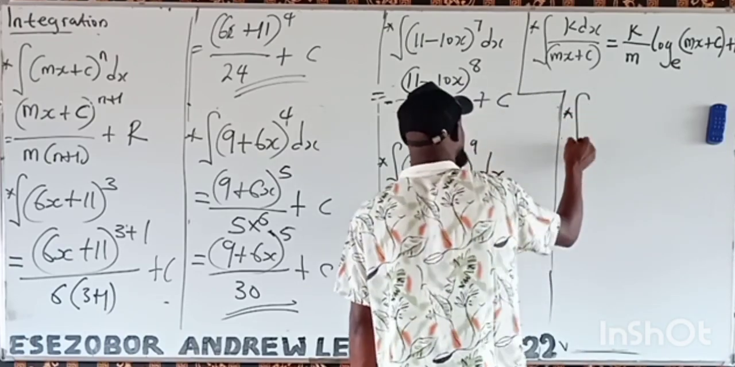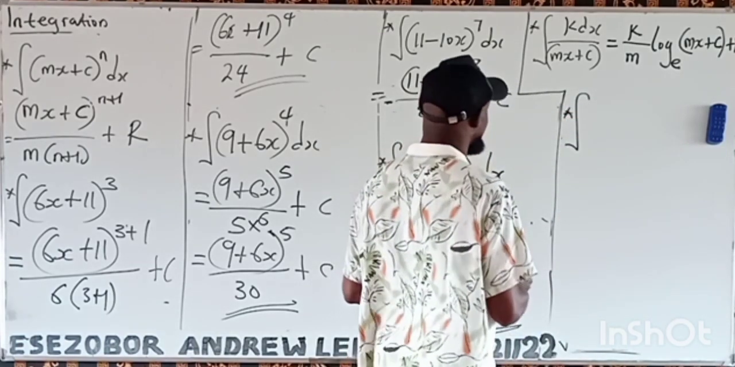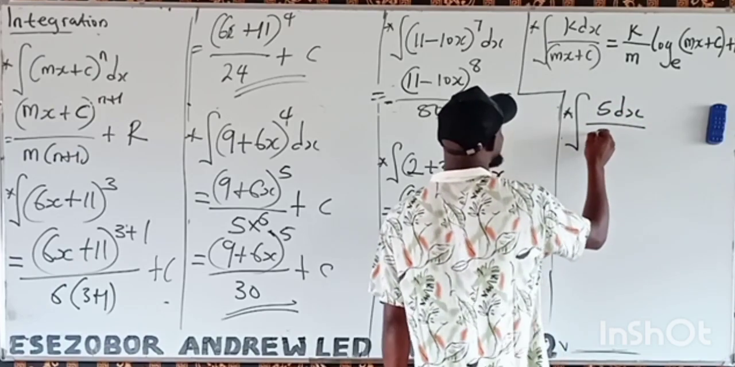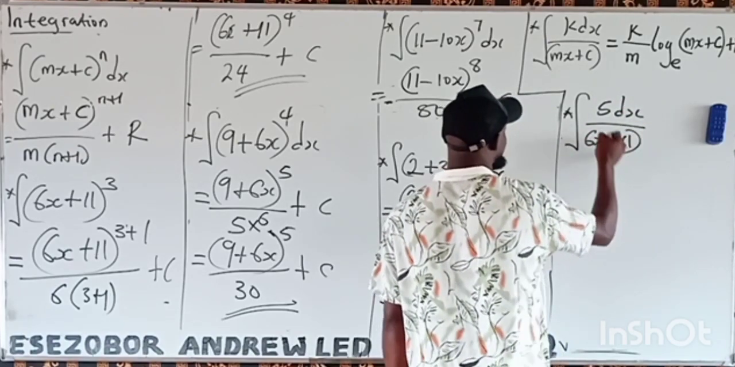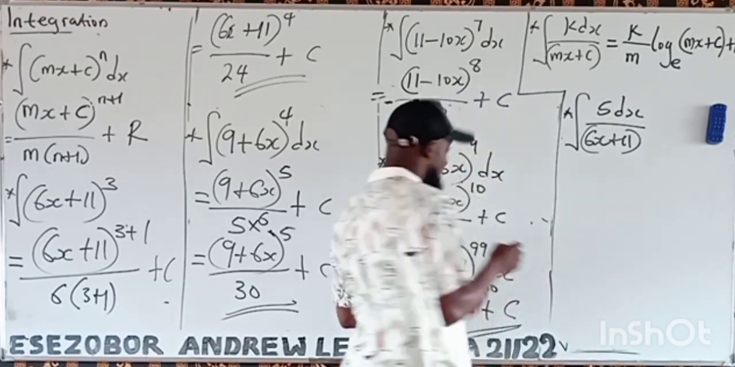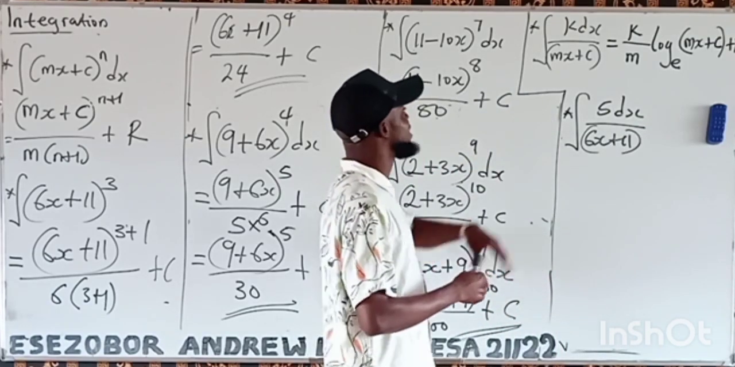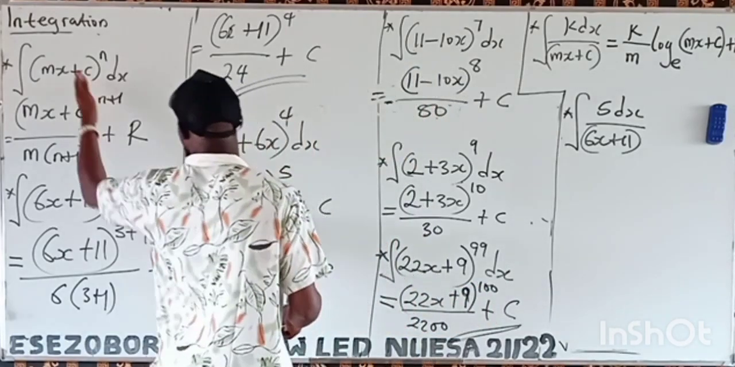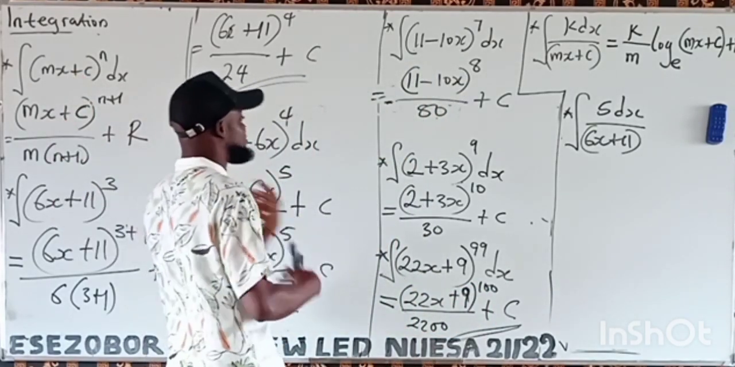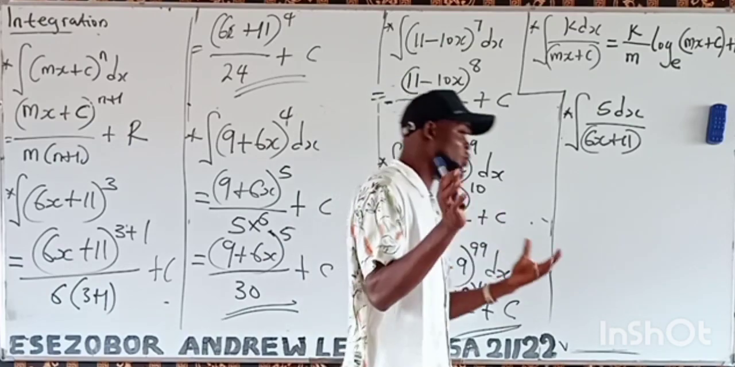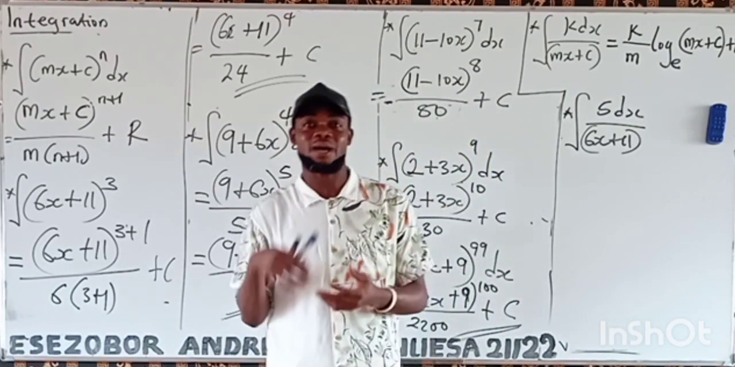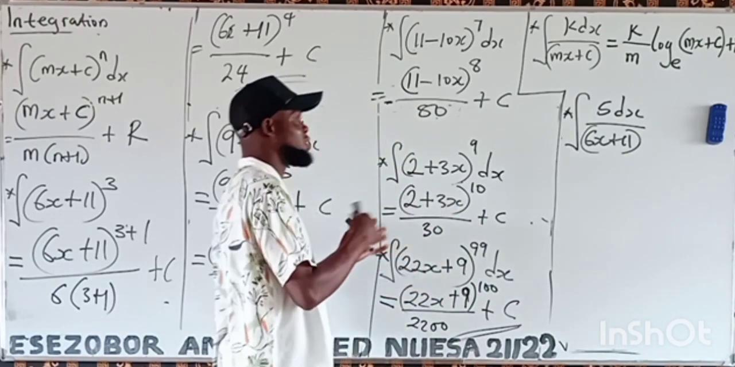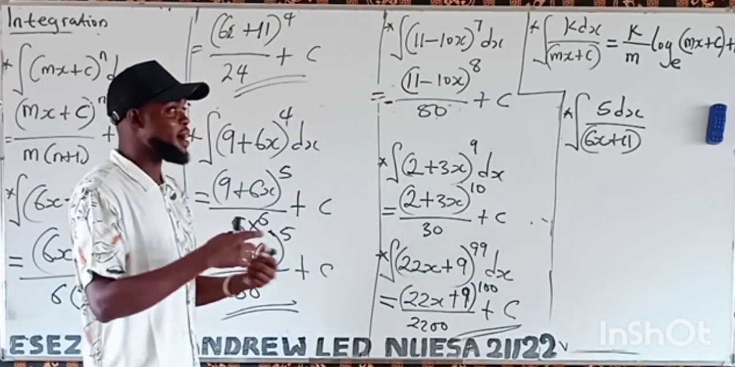So let's say we have integral 5 dx all over 6s plus 11. What will be the answer to this? If you have a question like this, you're going to solve it this way. After much practicing, you understand. After you have watched this video over and over again, you get what we are doing, and you just get the different questions we are having here.